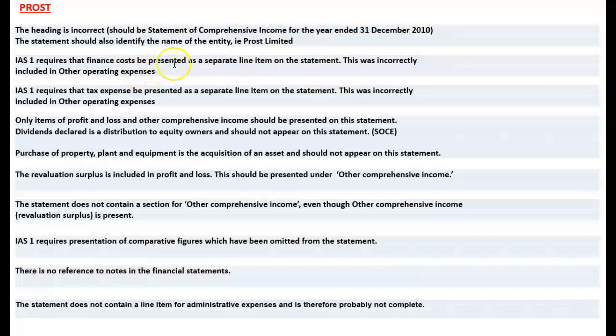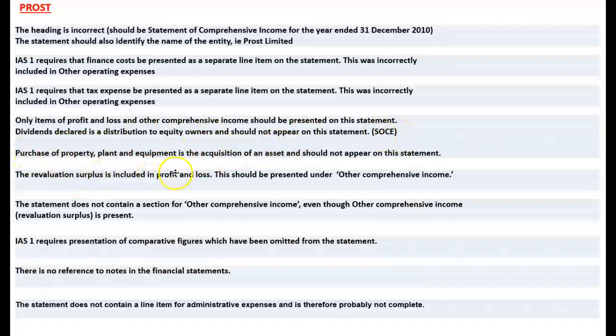IAS 1 requires that finance costs be presented as a separate line item. It was included in other operating expenses. IAS 1 requires that tax expense is a separate line item, also in other operating expenses. Only items of profit or loss and other comprehensive income should be presented on the statement. Dividends declared, a distribution to equity holders, should appear in the statement of changes in equity. The purchase of property, plant and equipment is the acquisition of an asset and should not appear in the statement.